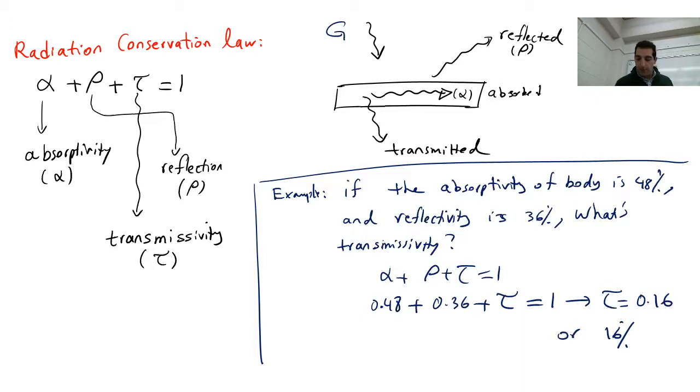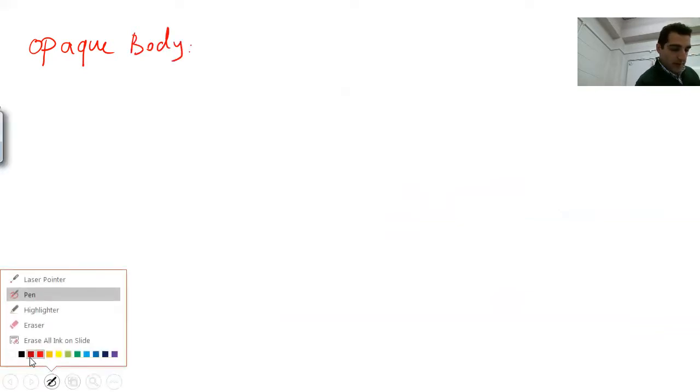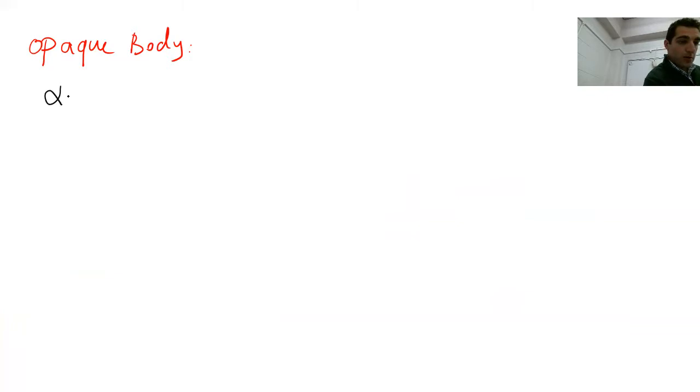And we also have an opaque body, if you remember the definition. Can I go to the next slide? Okay. For an opaque body, what we're saying is that all the incoming energy is either absorbed or reflected. So nothing can be transmitted through the plate.